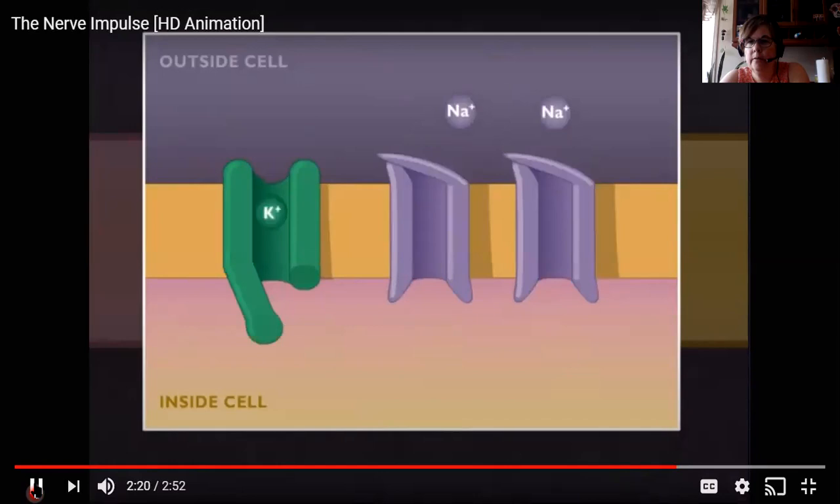Okay, so suddenly sodium channels close.